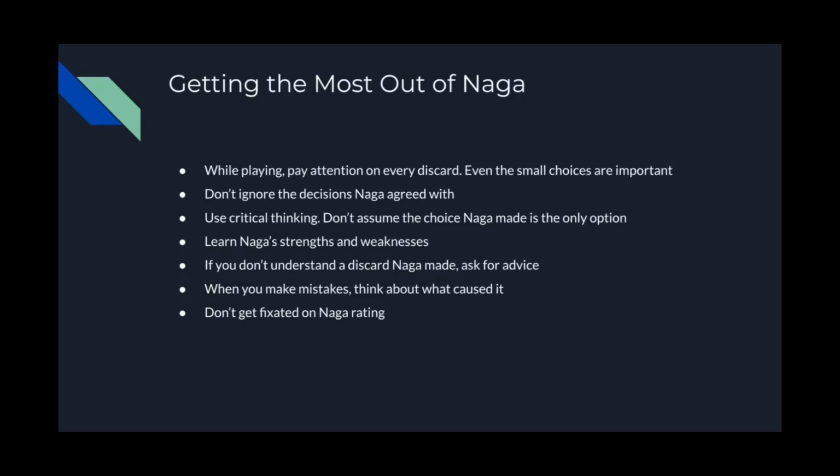And then the next point I have here is if you are looking through a review and you can't figure out why Naga is making a certain discard, don't just move on. This is a great learning opportunity. If you don't understand what Naga is doing, try asking for advice. The Riichi Nomi Discord is a great way to do it. I'm always happy to offer my own advice if someone wants to try DMing me. But there are plenty of ways.